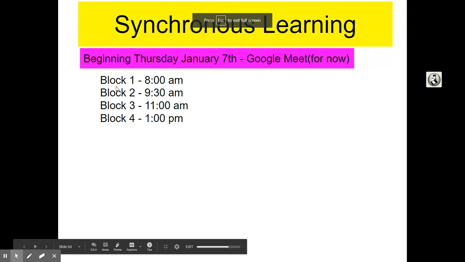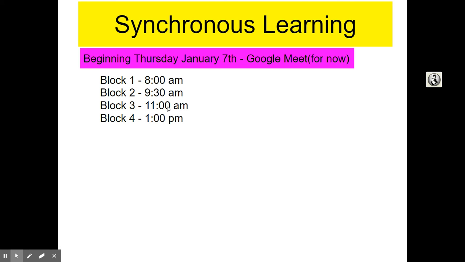That's weird. All right, so block 1 is at 8 a.m. Block 2 is at 9:30 a.m. Block 3 is at 11 a.m. And block 4 is at 1 p.m. It's imperative you get in by this time.